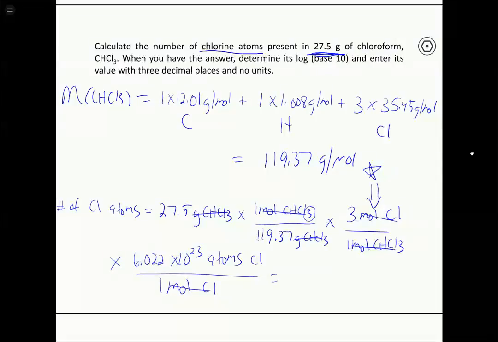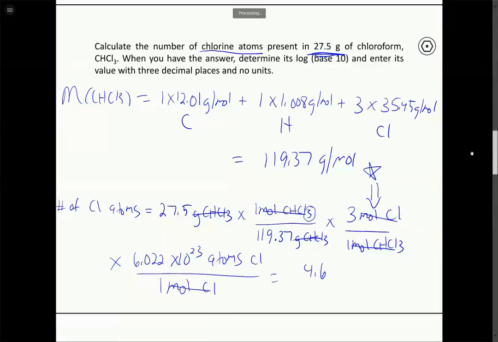So I'll give you some time to work this out. 4.16 times 10 to the 23rd chlorine atoms.